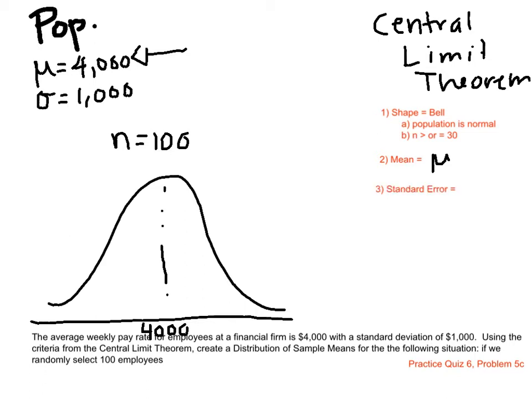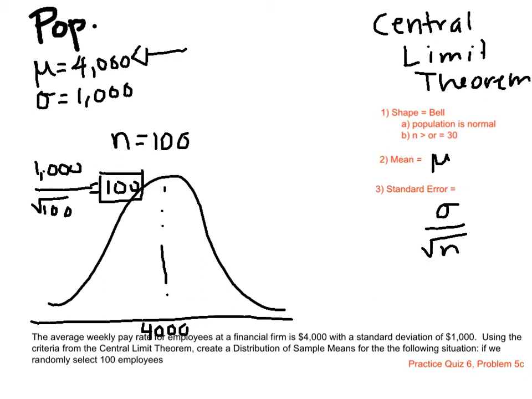And finally, my standard error is going to be my standard deviation of the population divided by the square root of n. Okay, so applying this equation here, I'm going to take 1,000, which is my standard deviation of the population, and divided by the square root of 100. This here should give you 100. And so 100 is my standard error.